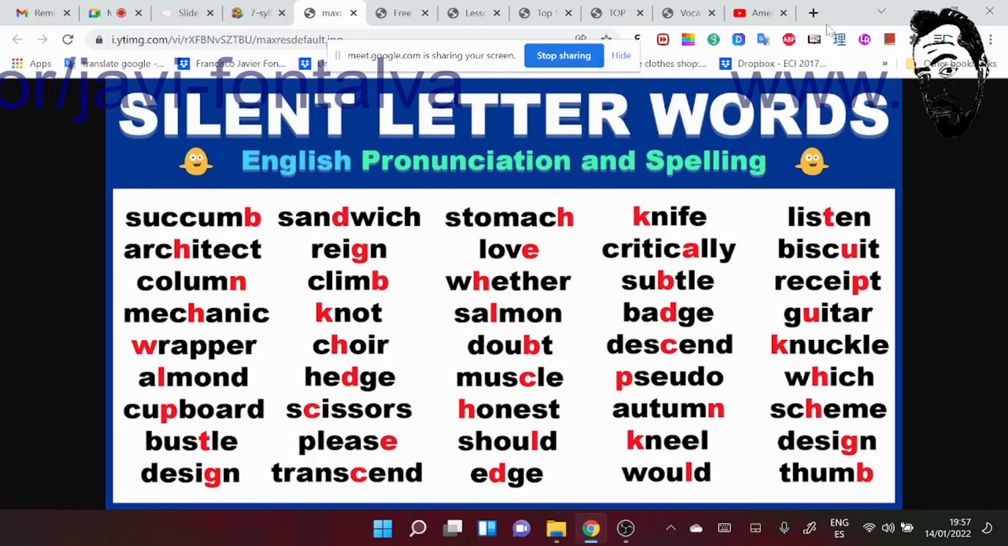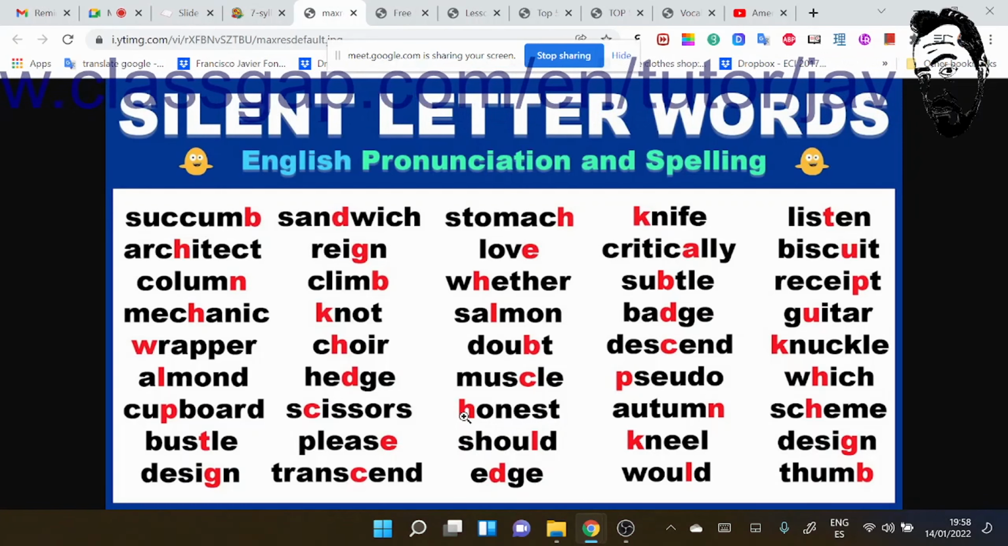What's doubt? Doubt is like when you don't know something, you have a doubt. Or it can be the verb. So you doubt. A doubt, for example. I doubt she can do it. So it could be the verb as well. Muscle. So the C is silent.